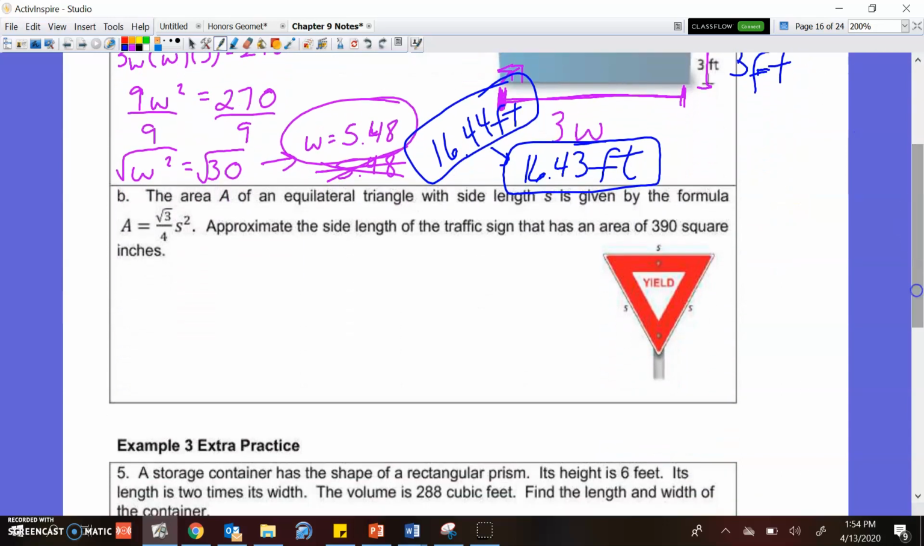All right, so now this next one, the yield sign that we see out on the roads. The area of an equilateral triangle with a side length S is given by this formula. Not a formula we're familiar with, but this is specifically for an equilateral triangle. They want us to approximate how long the length of the traffic sign is if the area is 390 square inches.